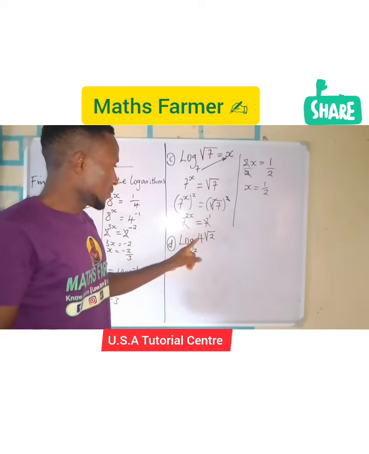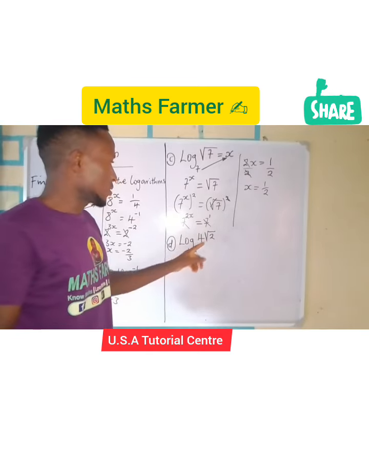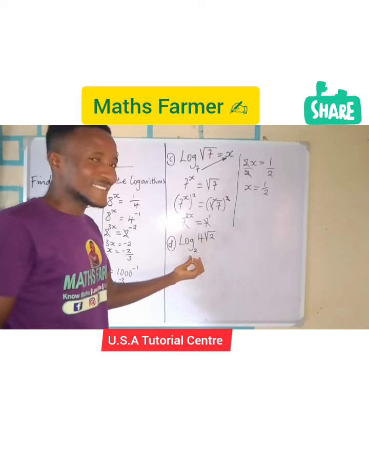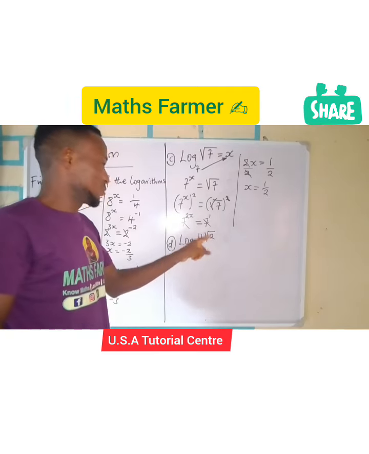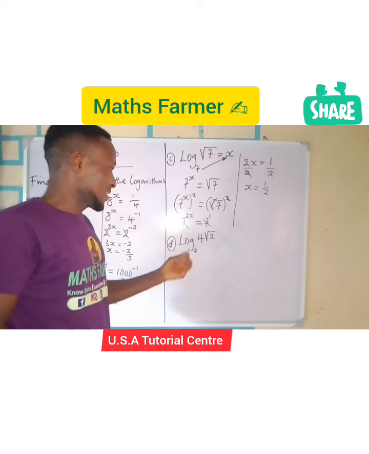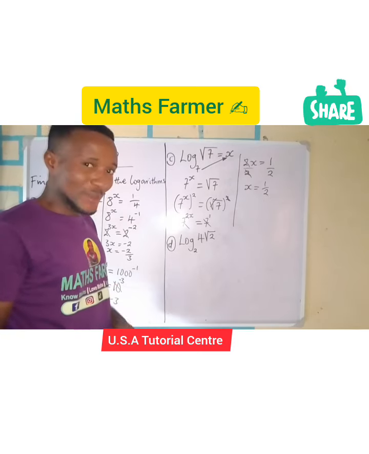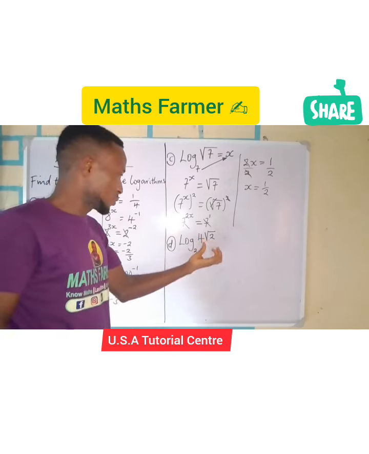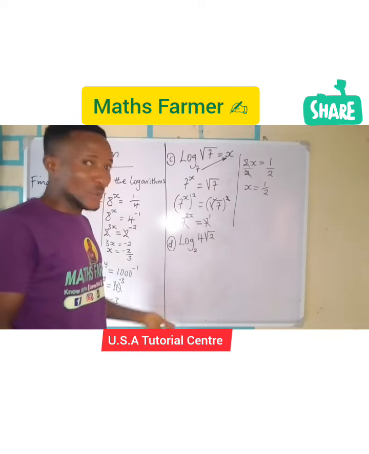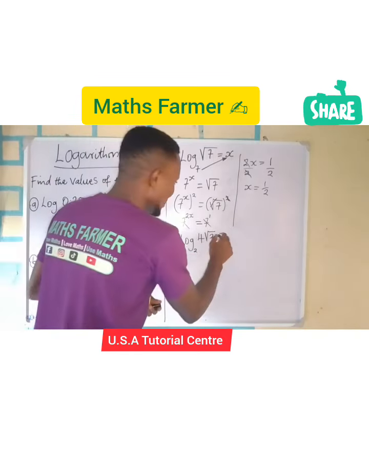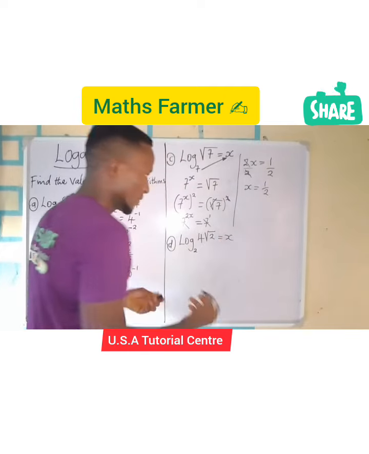Log 4 root 2 base 2. Here, they gave us the number, which is 4 root 2, and also the base. We are looking for the power or the index. We don't know, so we say let it be x, or any alphabet you like.